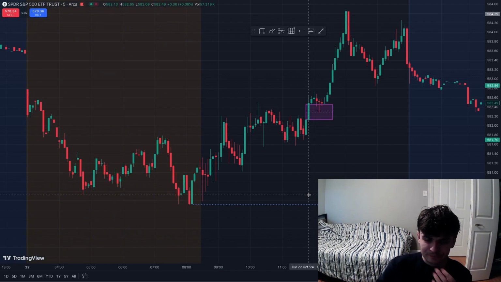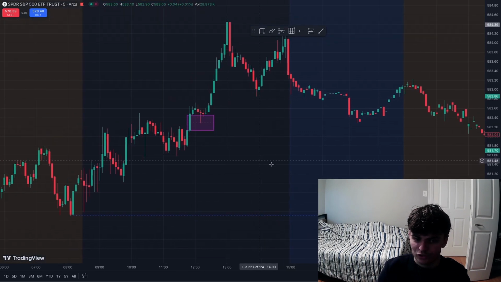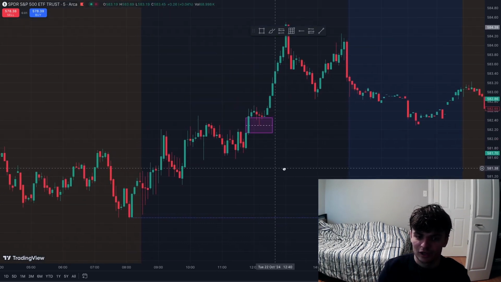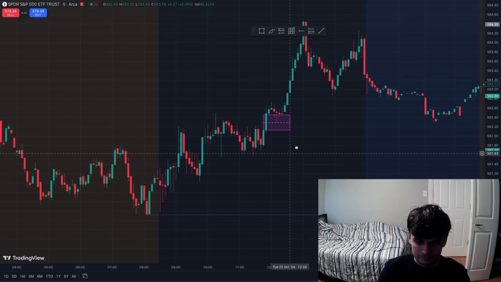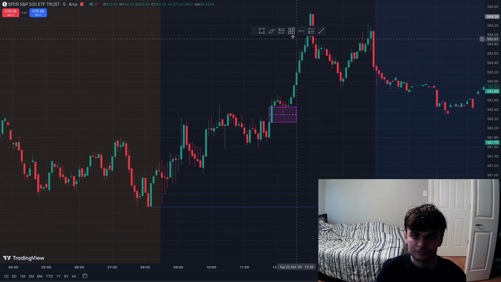I haven't been trading for too long, but a lot of the times I have made mistakes with fair value gaps before, where I've taken a trade and it wasn't really a fair value gap. So, I guess this would be a good example.